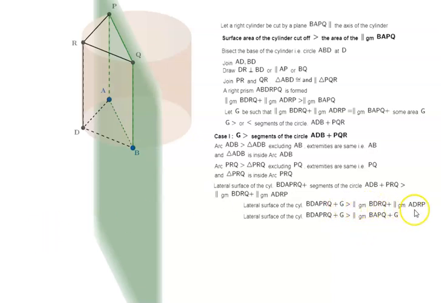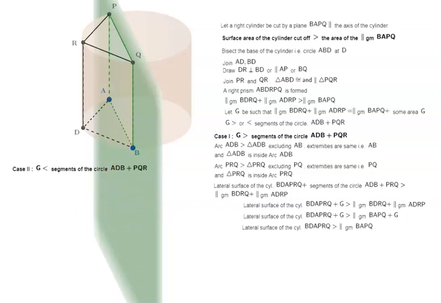But parallelogram BDRQ plus parallelogram ADRP is equal to parallelogram BAPQ plus G. So we subtract G from both the sides of the inequality. We are left with lateral surface of the cylinder BDAPRQ is greater than parallelogram BAPQ, which is what we had to prove. That was in this case where the area that we have chosen is greater than the segments of the circle ADB plus PQR. Now let's look at the other case when G is less than segments of the circle ADB plus PQR.